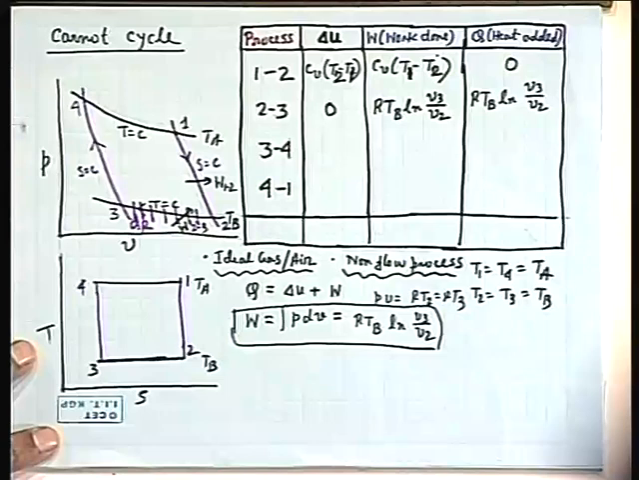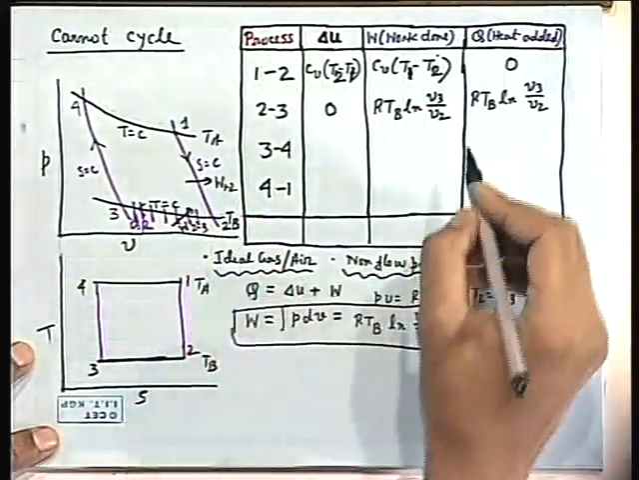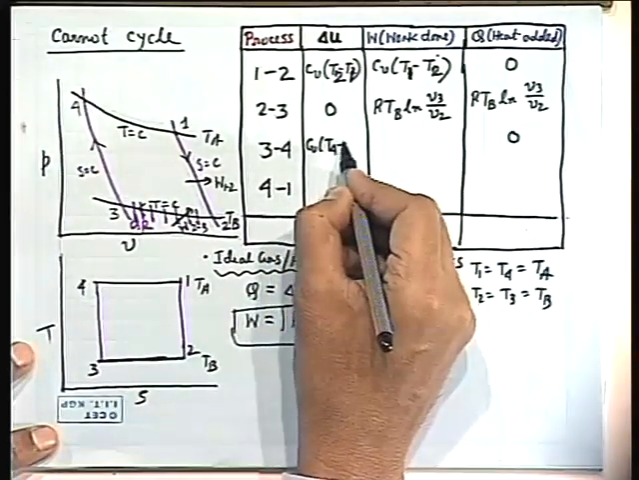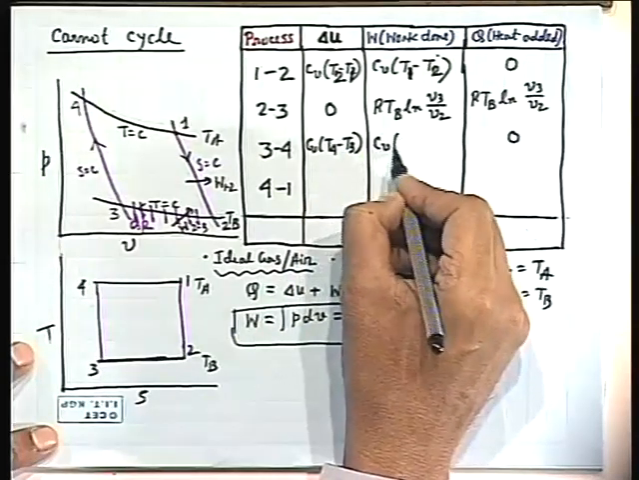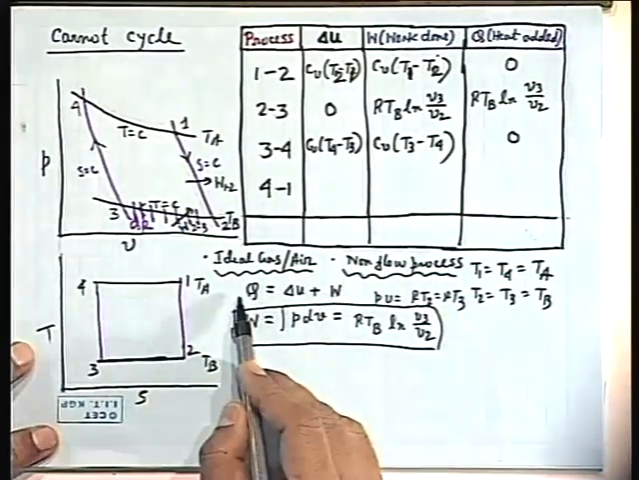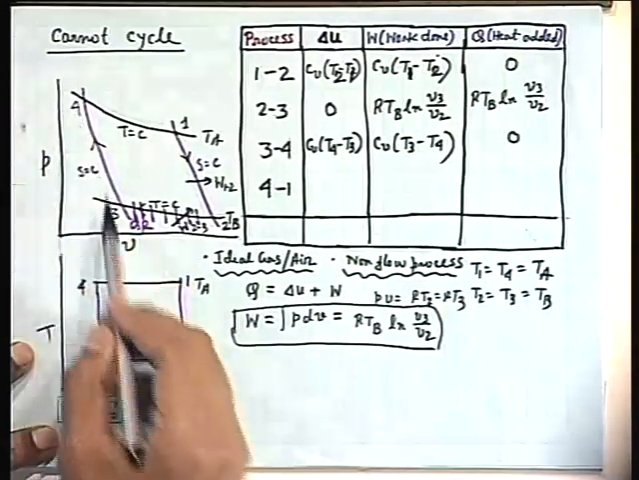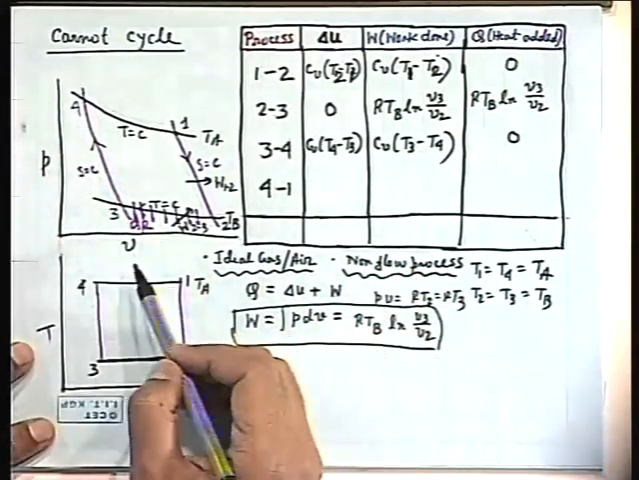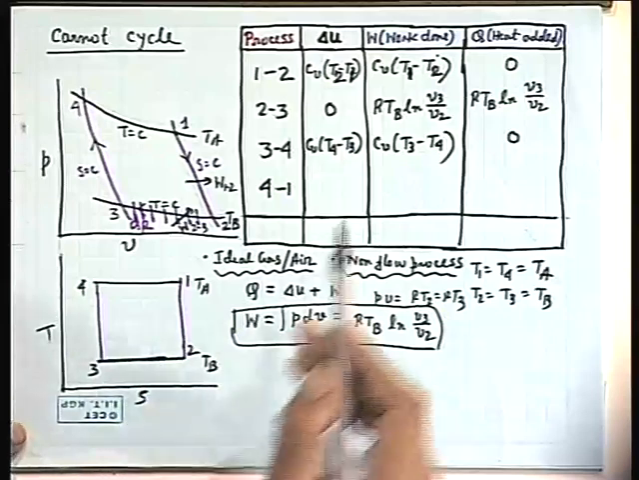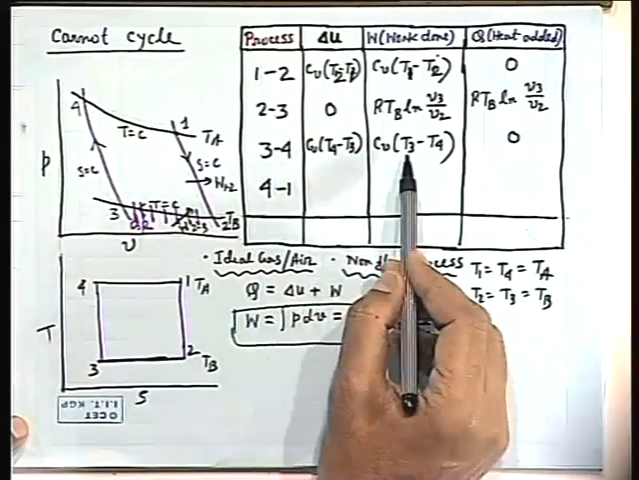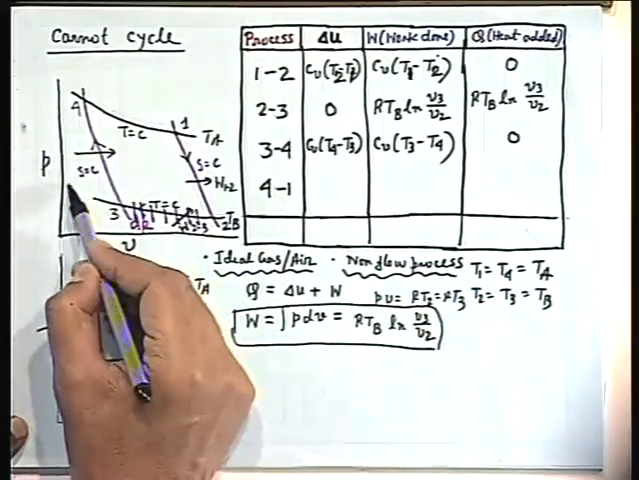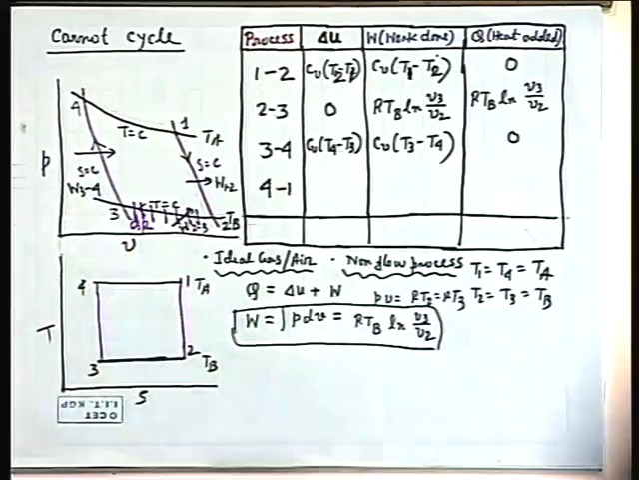Alright. Now I come to the process 3-4. 3-4 is synonymous to 1-2 in the respect that Q is 0. So what is this? CV T4 minus T3. So W is CV T3 minus T4, the negative of this, because Q is 0 and W is minus delta U. T4 is more than T3. So you see that there is an increase in internal energy, but there is a negative work. That means work W3-4 is being given to the system. There is no heat transfer.